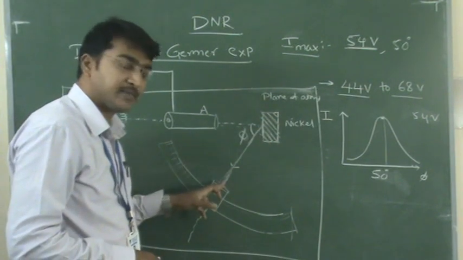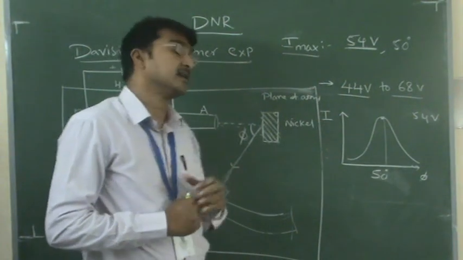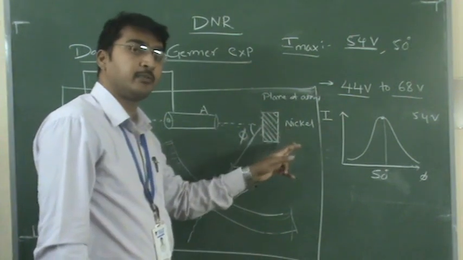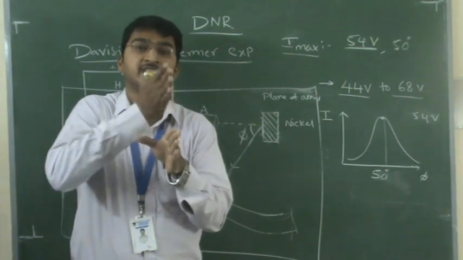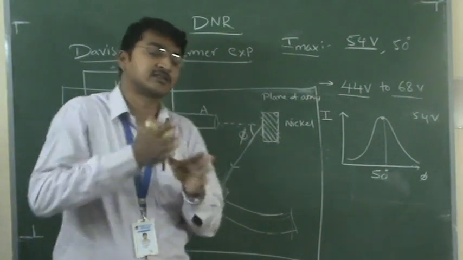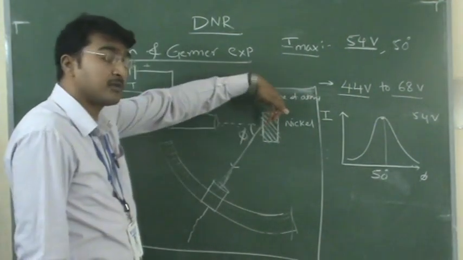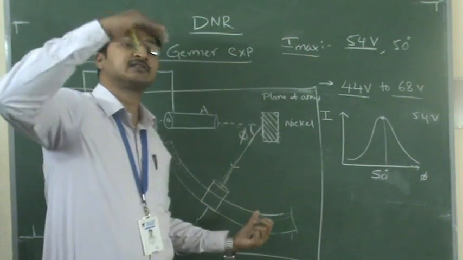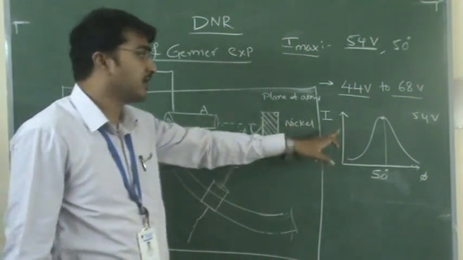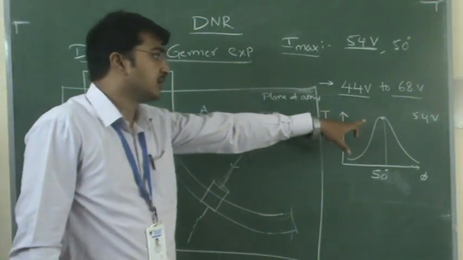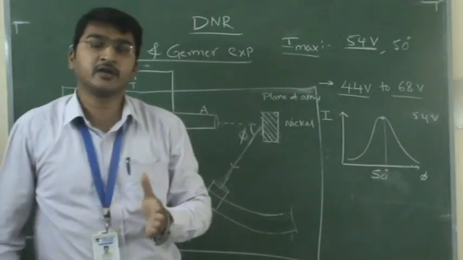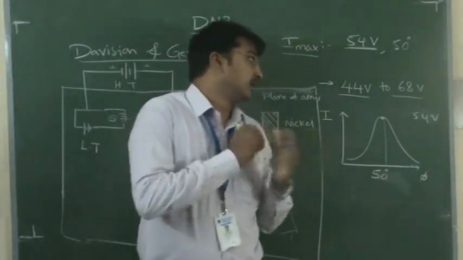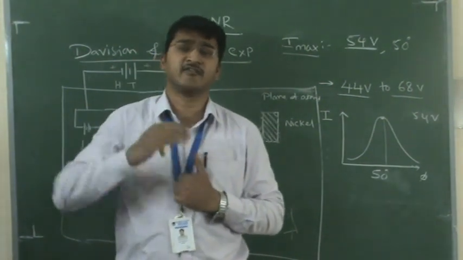Why is the intensity maximum at 54 volts and 50 degrees? The beams of electrons which are diffracted or scattered from different planes of atoms form constructive interference. Due to this, the amplitude becomes maximum, and the intensity also becomes maximum. That's why we observe the peak value of intensity. So they finally concluded that at an operating voltage of 54 volts and a scattering angle of 50 degrees, the intensity of the scattered electrons will be maximum.